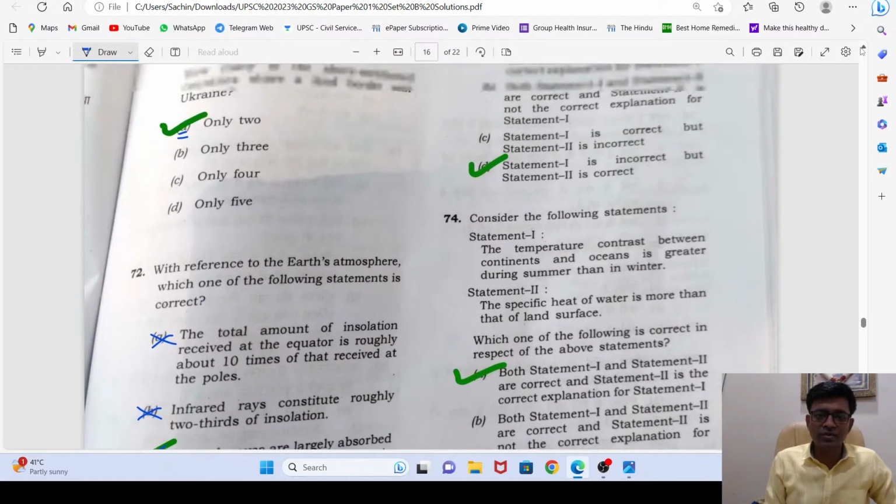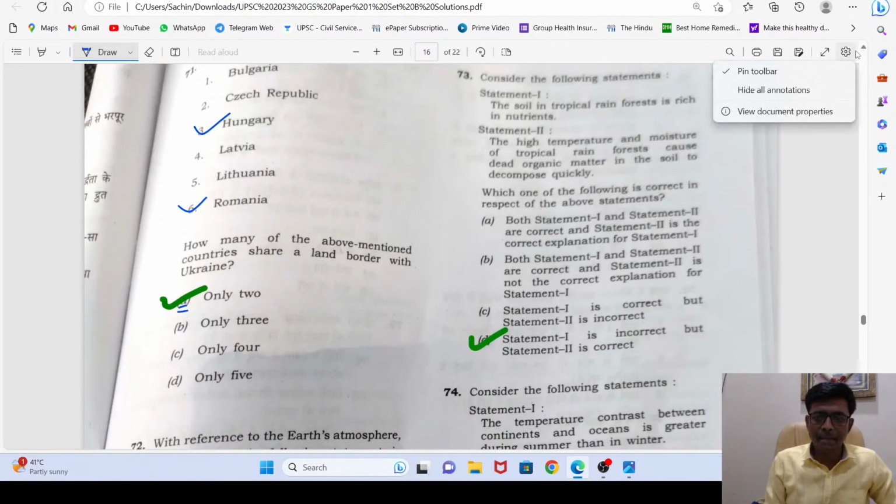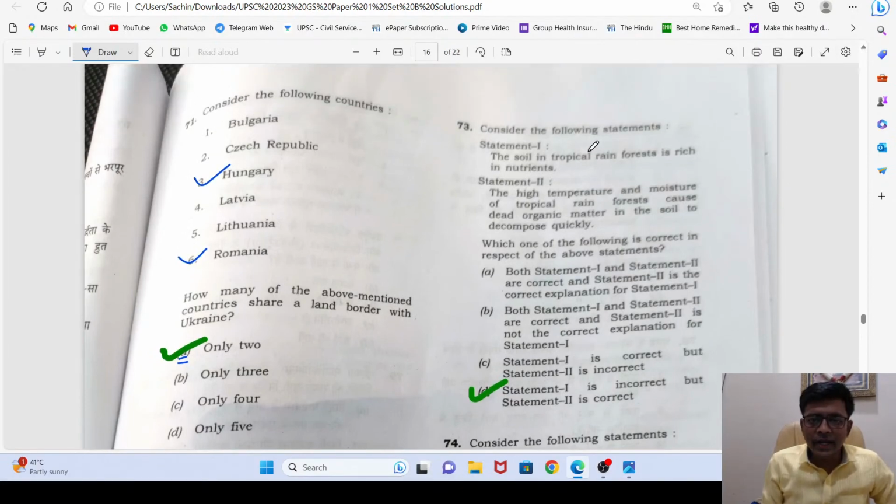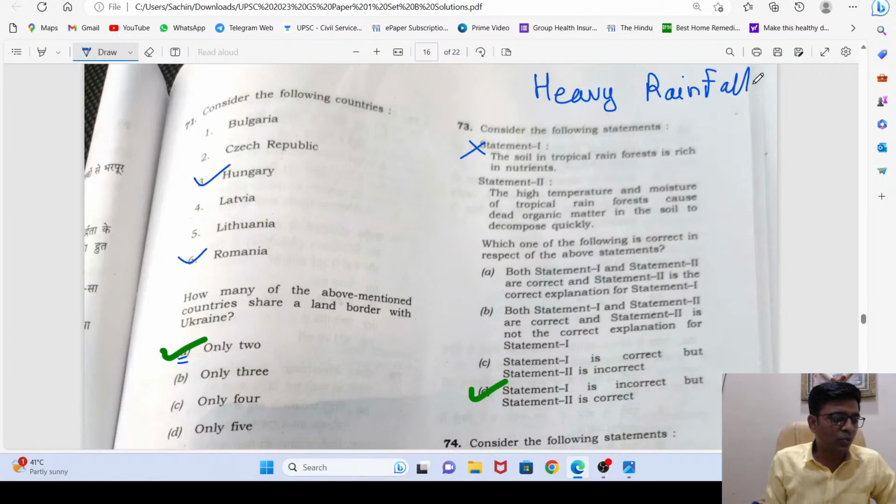Let's go to question number 73. See, soil in tropical rainforest is rich in nutrients. No, because of the heavy rainfall. Okay, soil in tropical rainforest is very poor. Hello Bhaviba, hello Ajay. Because of the heavy rainfall, soil in tropical rainforest is very poor in nutrients.